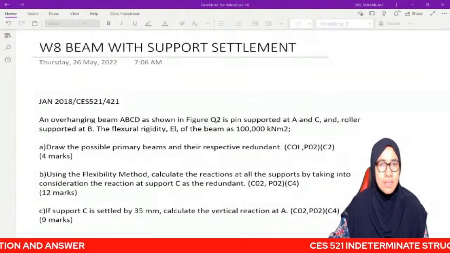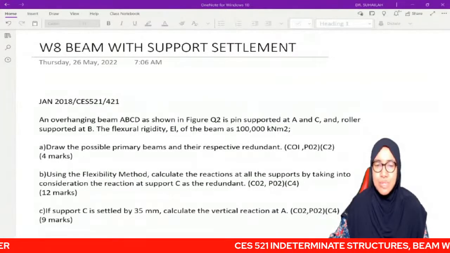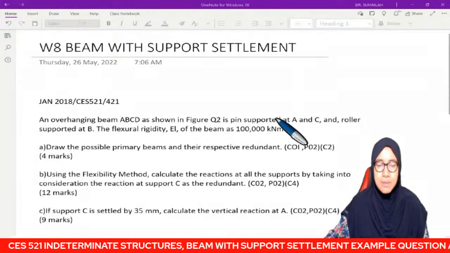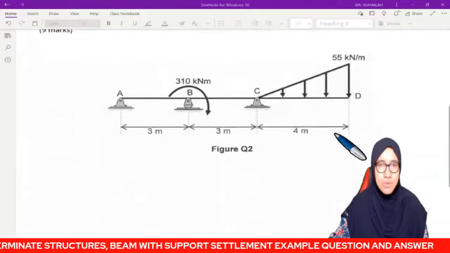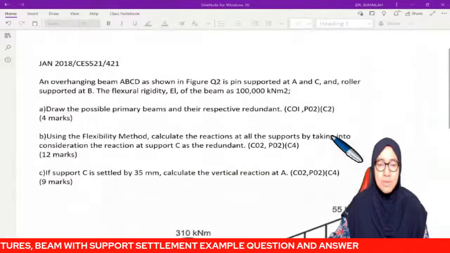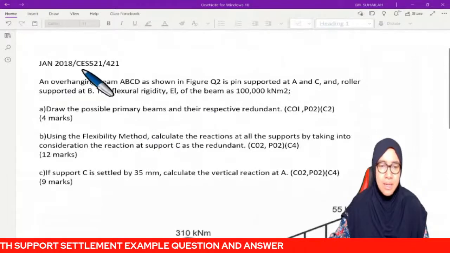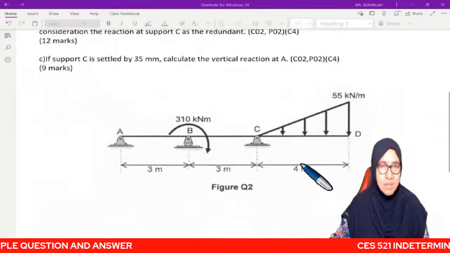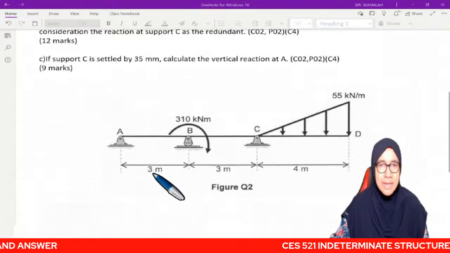So in this session, I would like to discuss beam with support settlement. This is the flexibility method. Okay, we are going to do this together. This is actually taken from past year's exam papers. Okay, this is the structure. This is an indeterminate beam.